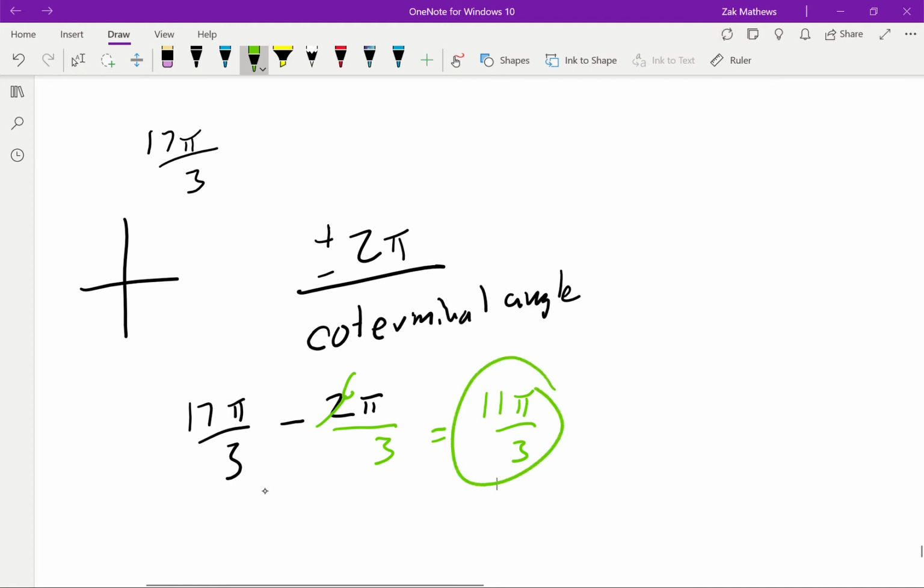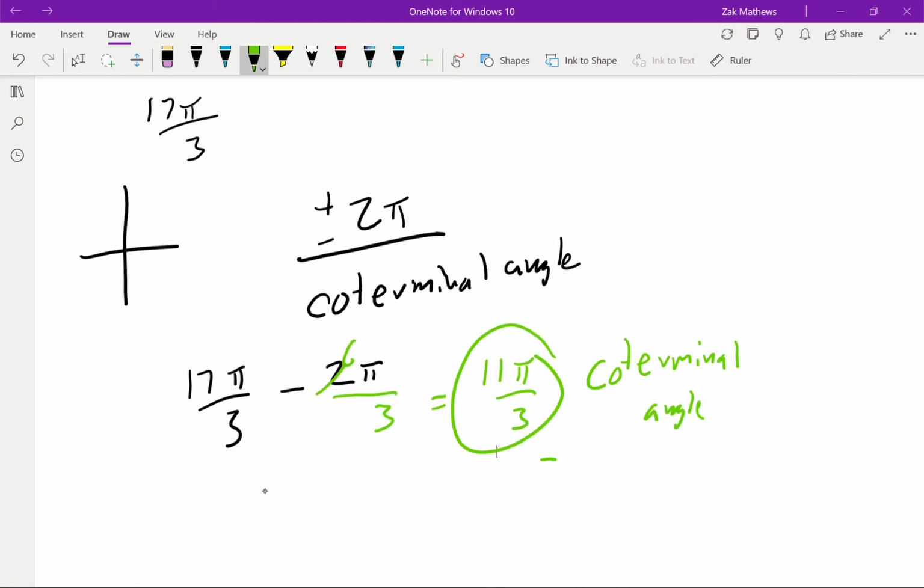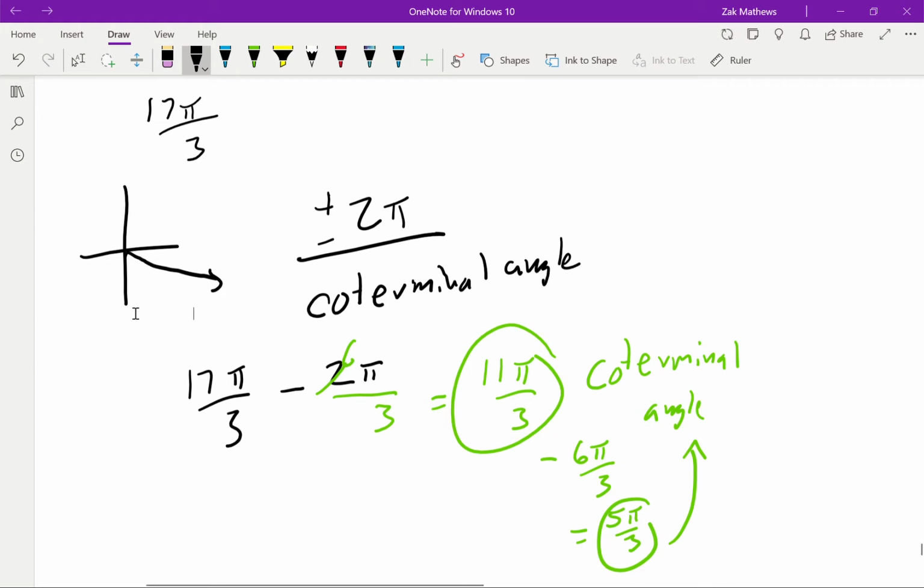This is one coterminal angle. It's just not small enough for me to place it. So I'm going to subtract another 2 pi, which is still 6 pi over 3. When I subtract, I get 5 pi over 3. So this is another coterminal angle, and now this is something that is between 0 and 2 pi, and 5 pi over 3 is very close to 2 pi. That would be right about here. It would be 2/3 of the way through the plane.